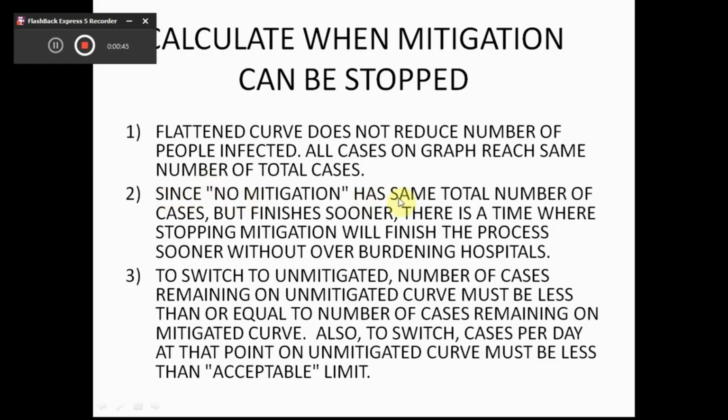Since no mitigation has the same total number of cases but finishes sooner, there is a time when stopping mitigation will finish the process sooner without overburdening hospitals. To switch to unmitigated, the number of cases remaining on the unmitigated curve must be less than or equal to the number of cases remaining on the mitigated curve. Also, to switch, the cases per day must be below the point where we won't jump above the acceptable number of cases for the hospitals.